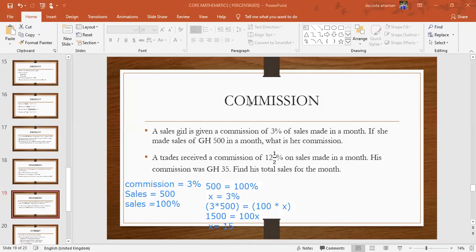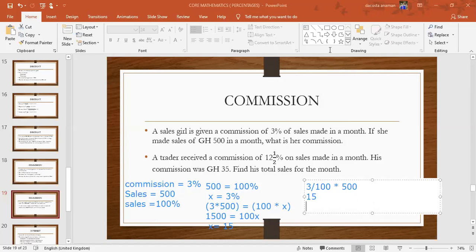So that's one way of solving it. I saw in the chat here, 15 cedis. No, that's nice. 15 cedis. Okay. So that's one way of solving it. Is that okay? Another way of solving it is 3% of what? The 500 Ghana cedis. So that's 3% of 500, and that will give us 15 Ghana cedis, straightforward. So that's another way of solving it. Is that okay?